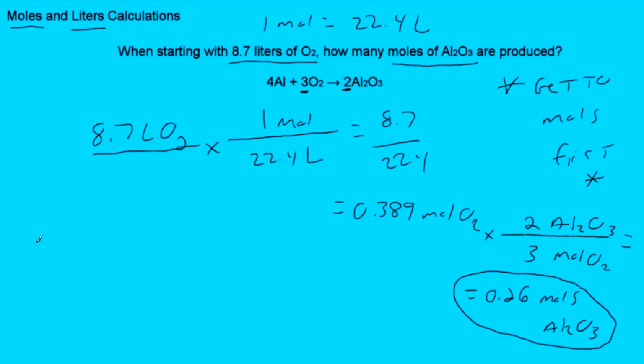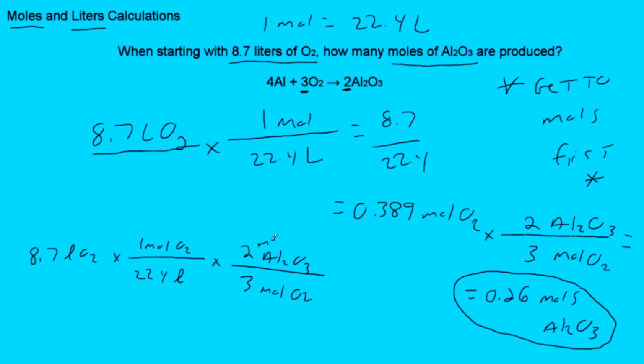If you want to do it all in one shot, you do it all in one shot. 8.7 liters of oxygen. 22.4 liters is 1 mole of oxygen. Keep going, dimensional analysis. Here's our mole ratio step. Moles of oxygen on top, moles of oxygen on the bottom. We're going to use the 3. And we're looking for Al2O3. That goes there. This is moles. And because the question asks for moles, we're done.